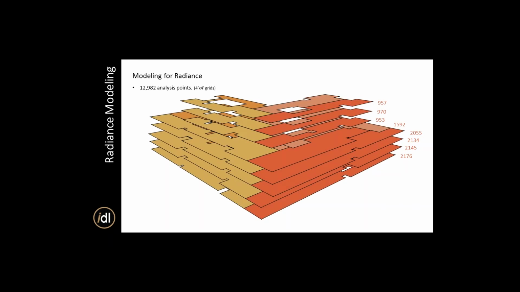So these are the actual grids that we set up for the entire building. This was just one floor, and this gives you an idea of what we're dealing with when it comes to simulating in Radiance.